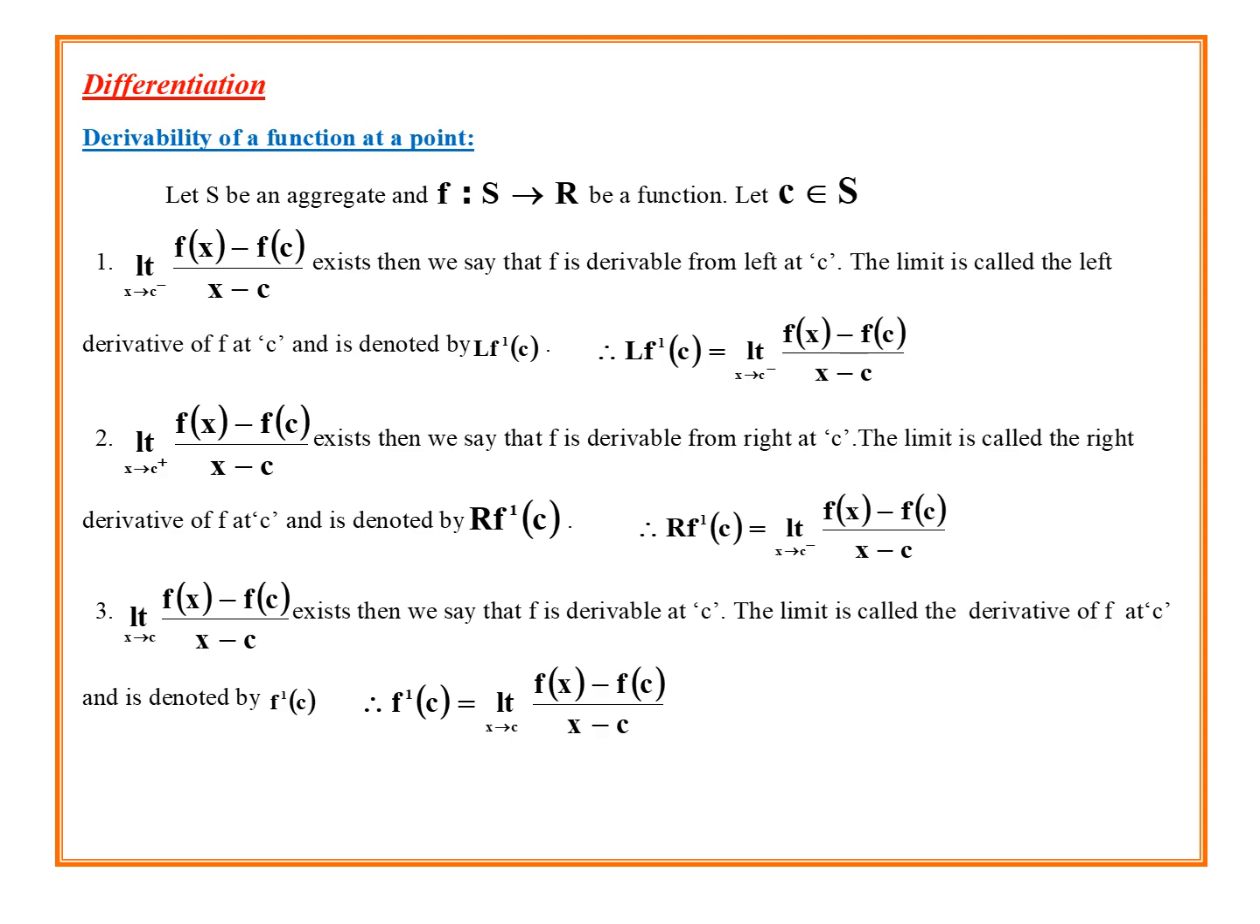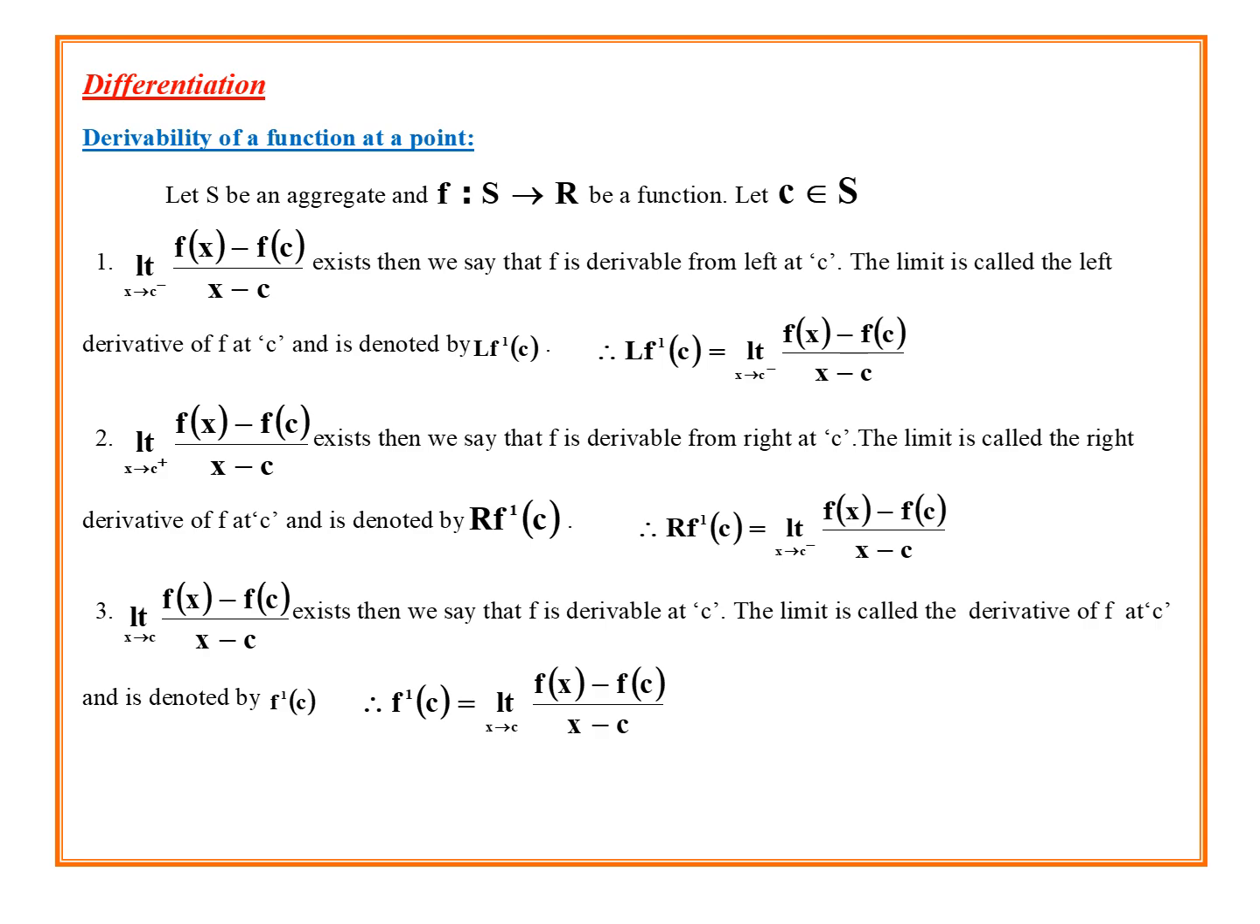Now right hand derivative. Limit x tends to c plus f of x minus f of c by x minus c exists. Then we say that f is derivable from right at c. The limit is called the right derivative of f at c and it is denoted by R f dash at c. Therefore, right hand derivative R f dash c is equal to limit x tends to c plus f of x minus f of c by x minus c.